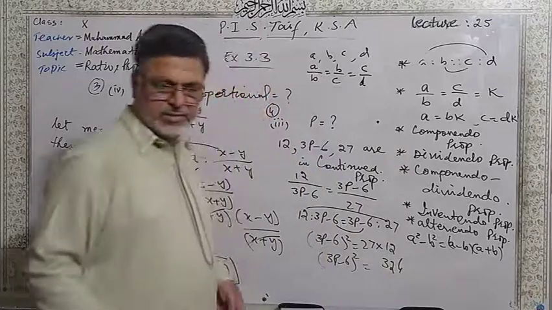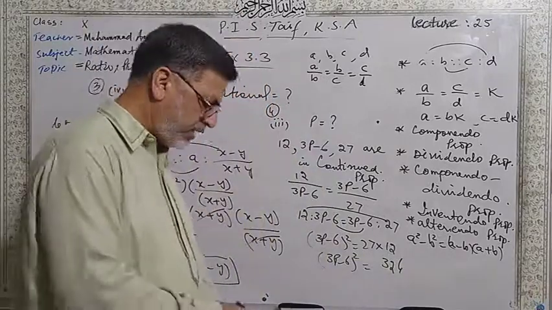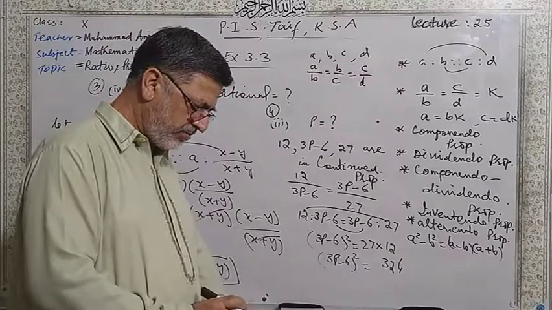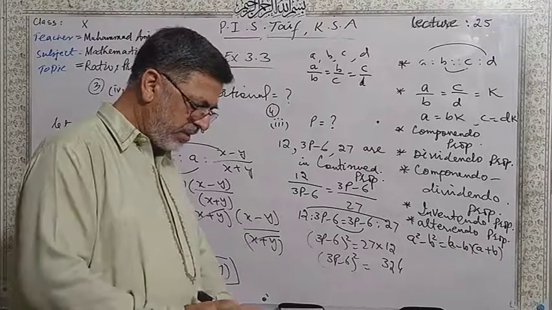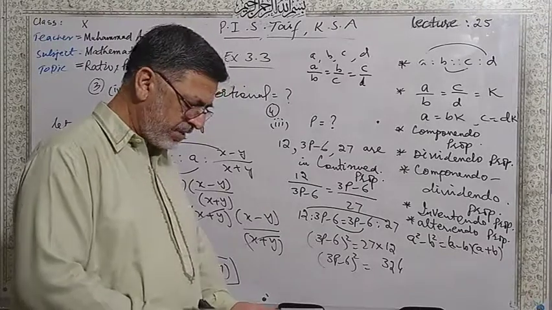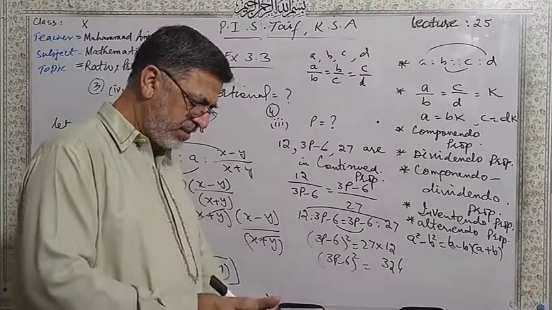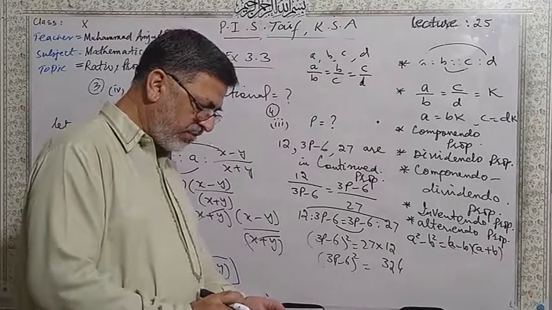27 multiplied by 12. Yes students, you can check, you can confirm. Yes, 27 multiplied by 12, yes, this is 324. After that, we have to take the square root of 324.